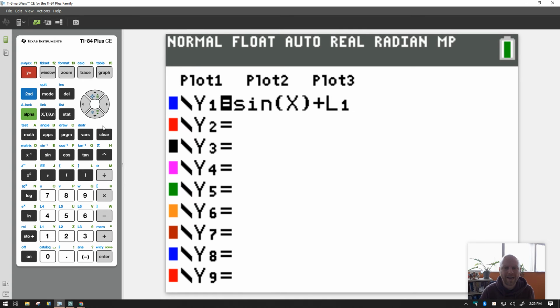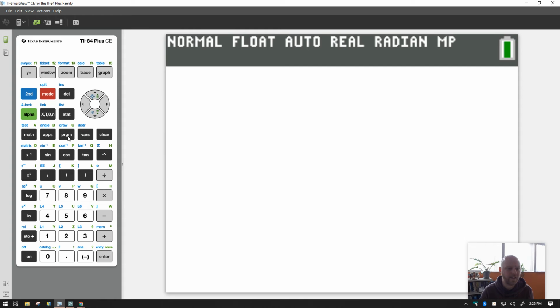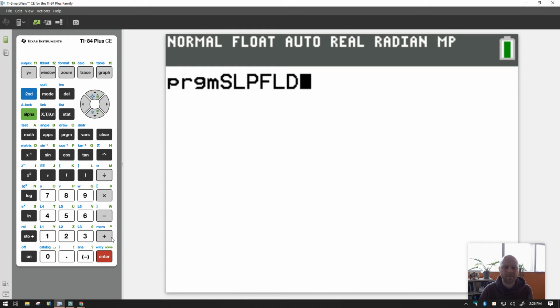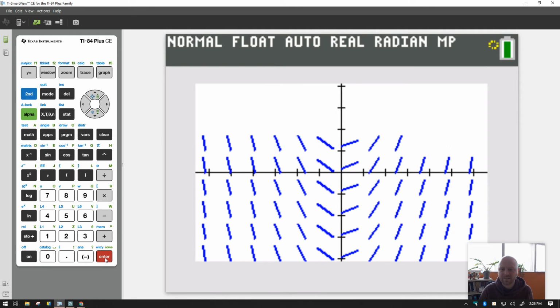Go to y equals, and you're going to type your differential equation here. So we might type just x. That was the last one that we did. Hit enter, get out of there. Hit programs. I've got a couple different slope field programs going on, but the simplest one is this one that just takes out the vowels. It's SLPFLD, or slope field. Hit enter there, run it, and there it is.